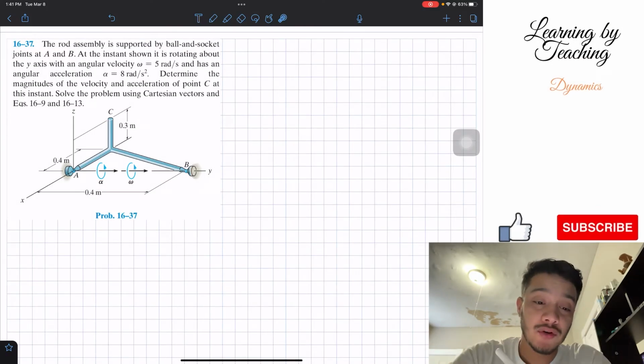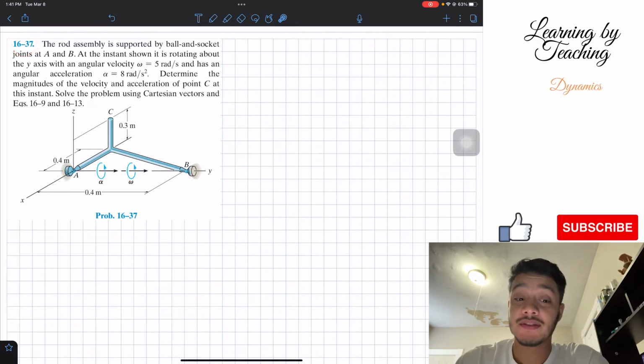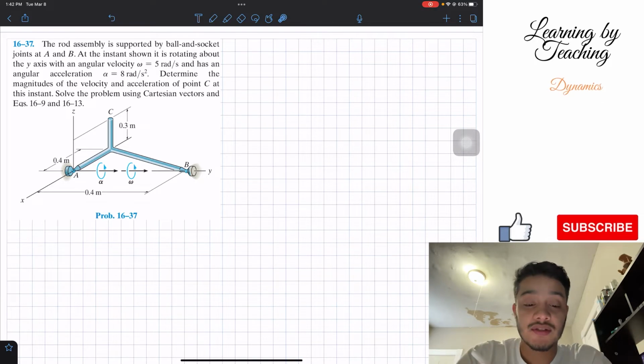Today we're in Dynamics and we're going to solve problem 16.37. And it says, the rod assembly is supported by ball and socket joints at A and B. At the instant shown, it is rotating about the y-axis with an angular velocity omega equals 5 radians per second and has an angular acceleration alpha equal to 8 radians per second squared. Determine the magnitudes of the velocity and acceleration of point C at this instant. Solve the problem using Cartesian vectors and equations 16.9 and 16.13.